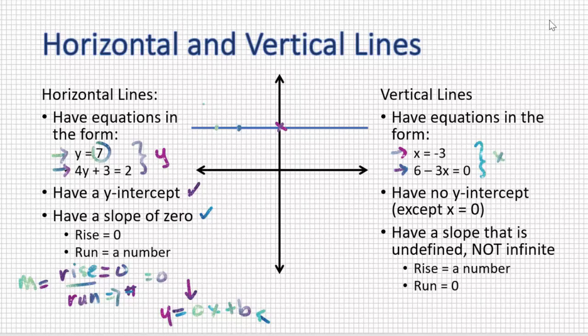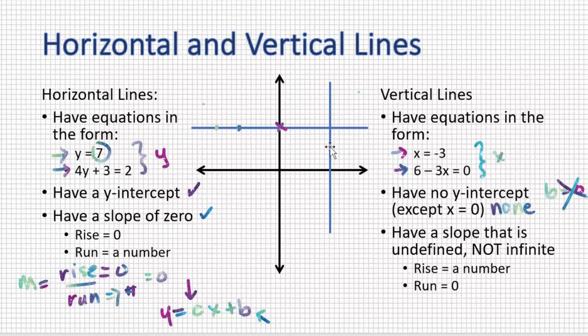Vertical lines do not have a y-intercept. Vertical lines, like this one, don't have a y-intercept. They don't cross the y-axis. So we want to avoid saying that the y-intercept is equal to 0 because 0 is a number. What's happening here is that there is none. We can say that there is no y-intercept or simply indicate none.